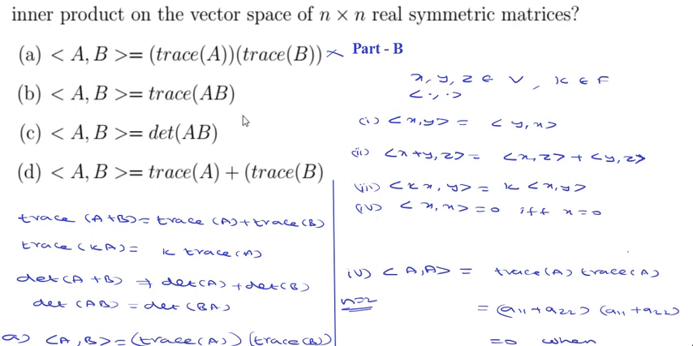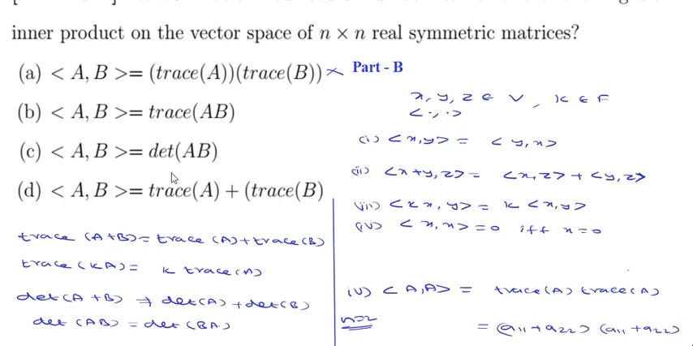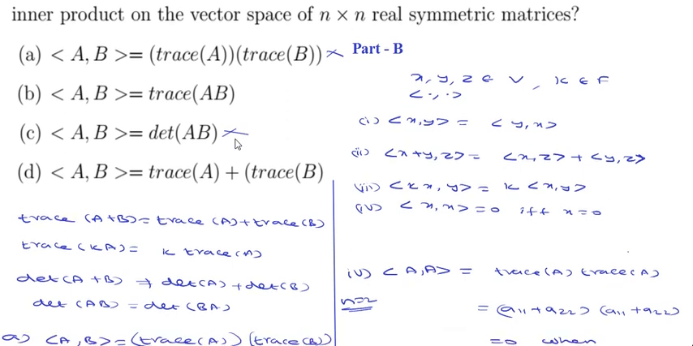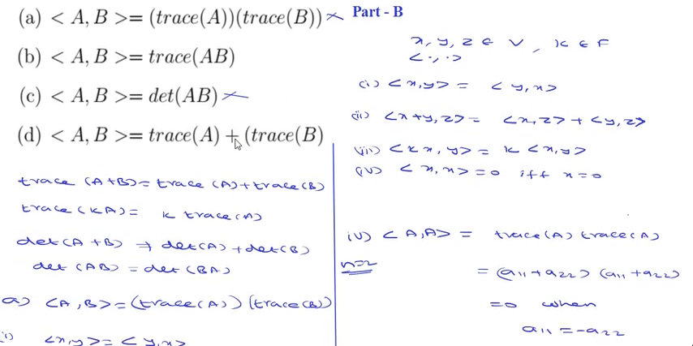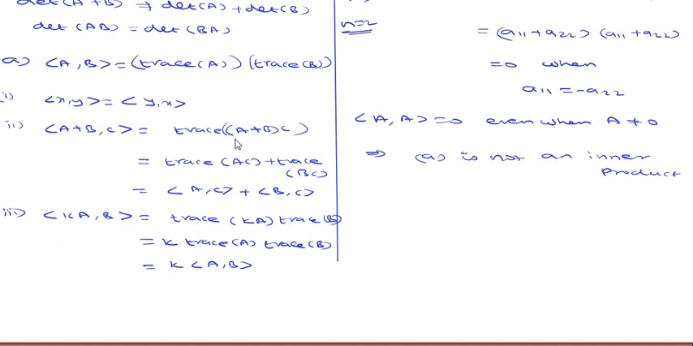And option B, we will see later. And option C: <A, B> is equal to determinant of AB. Since determinant does not satisfy the linearity property, therefore this will not be an inner product. And option D. So now we will see option B and option D.